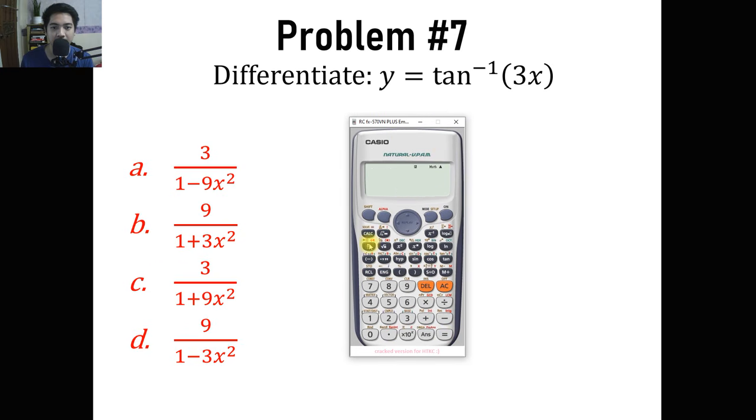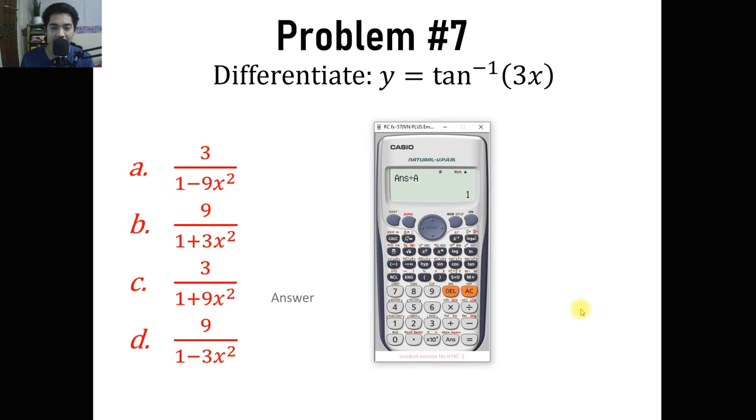Let's try letter C, because if I know tangent, that should have a denominator that is a plus, from what I remember. 3 all over 1 plus 9 alpha x squared. Then calculate using 0.1. So 2.75, compare this with our answer, alpha A, and voila, we got 1. So the answer here equals letter C.